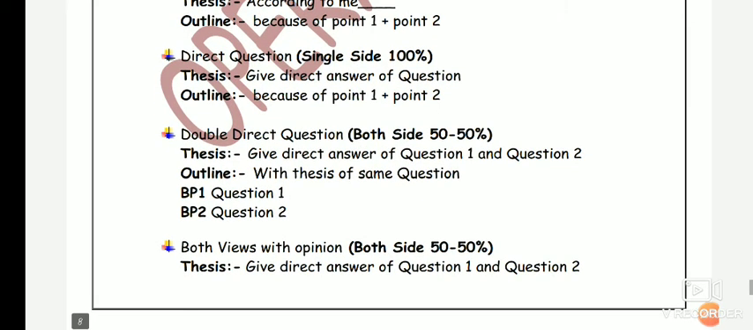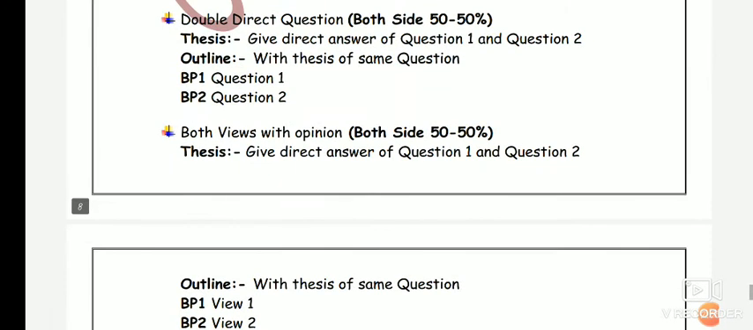Now coming to the double-barreled question, they will be asking you two questions. Like they can correlate this with our previous one: what are the problems, which is the first question, and what are the solutions, which is the second question. You can just write the first question in BP1, second question in BP2. Or there might be some other questions, like people are facing difficulties nowadays, so what are the difficulties faced by the youngsters, first question. And the second question would be what are the difficulties faced by the old people. So these are the two questions and you have to describe the first question in BP1, second question in BP2.